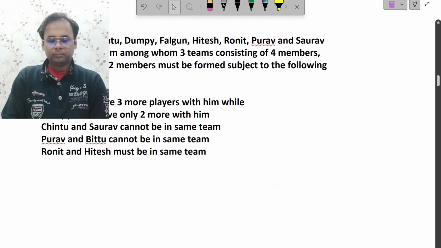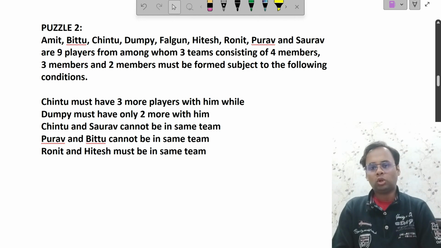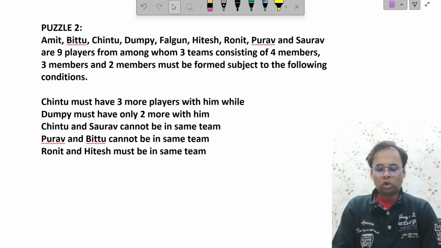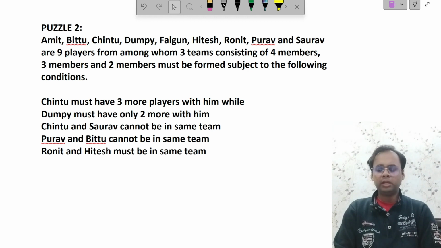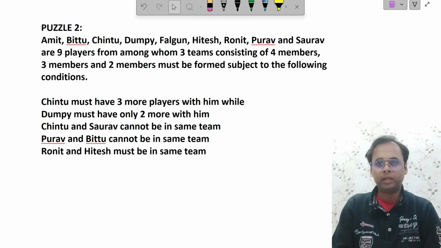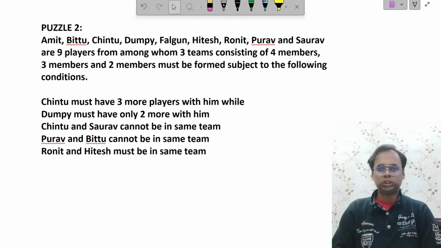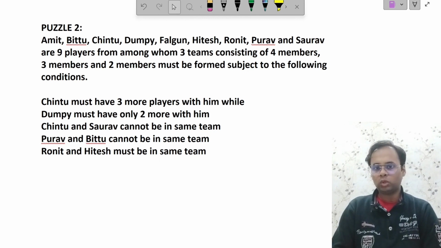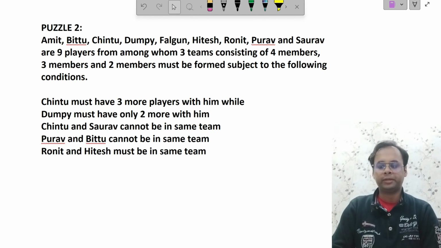Which is puzzle number 2. Amit, Bittu, Chintu, Dumpy, Falgun, Hitesh, Ronit, Purav and Saurav are 9 players from among whom 3 teams consisting of 4 members, 3 members and 2 members must be formed subject to the following conditions. This is a team based question and this is a very frequently occurring question in eLitmus. You must go through it, try to understand it, analyze it and how to go about it.